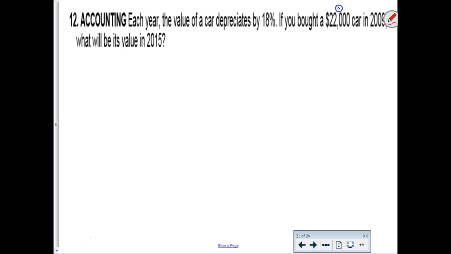So when you bought the car, instead of calling this the first term, I like to think of this as the 0th term. That's the initial purchase value of the car. You haven't made any payments on it. It hasn't depreciated yet. Nothing's happening. It's $22,000. So we're pretending like time starts in 2009.